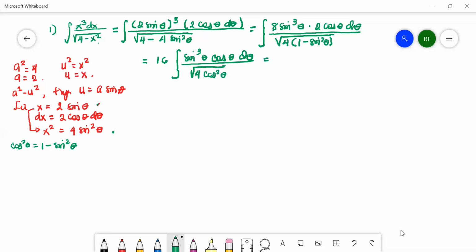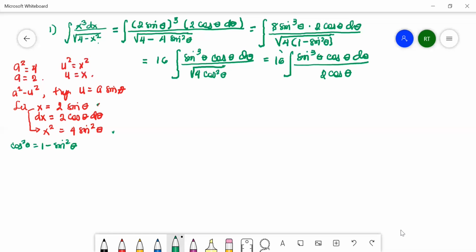Simplifying further, we have 16 times the integral of sine cube of theta cosine of theta d theta over, now take note that the denominator can be simplified by extracting the square root of 4 cosine square of theta. The square root is 2 cosine of theta. Now look at the integrand: sine cube of theta cosine of theta d theta over 2 cosine of theta.